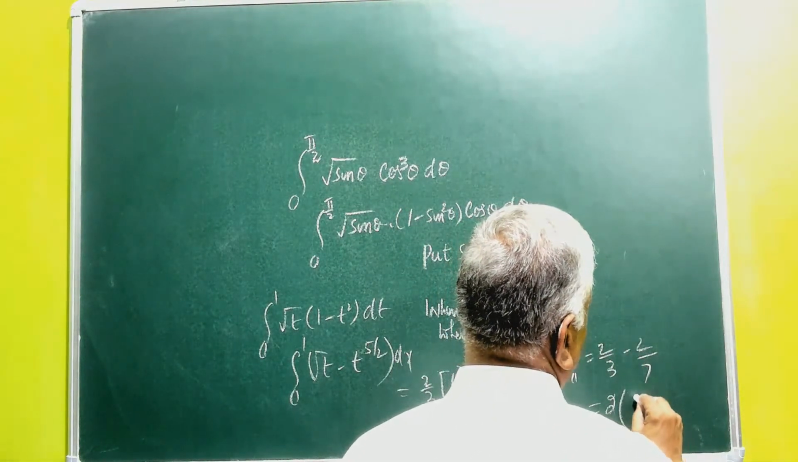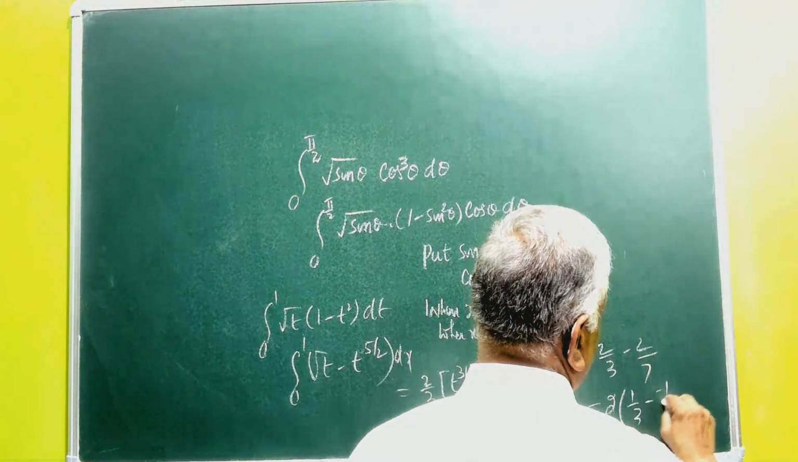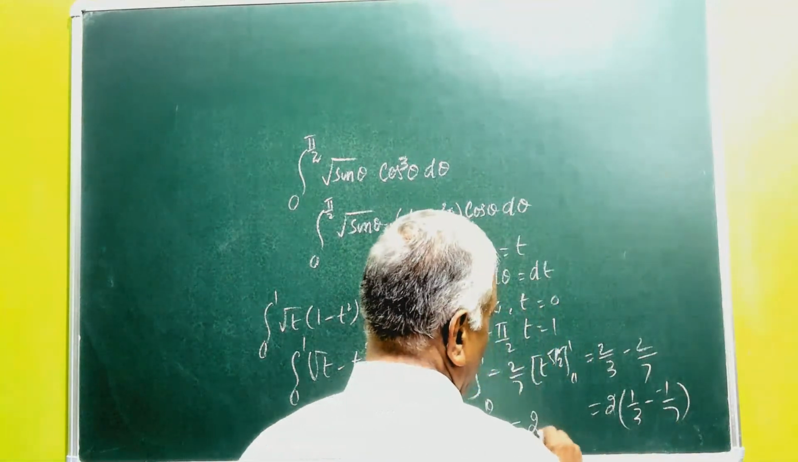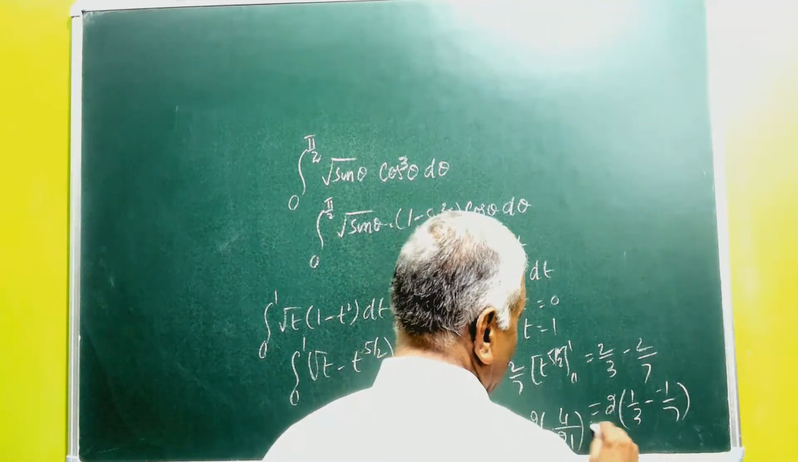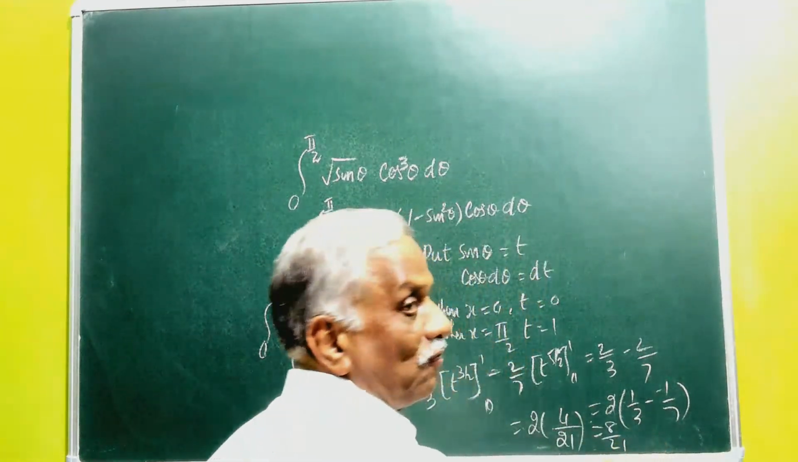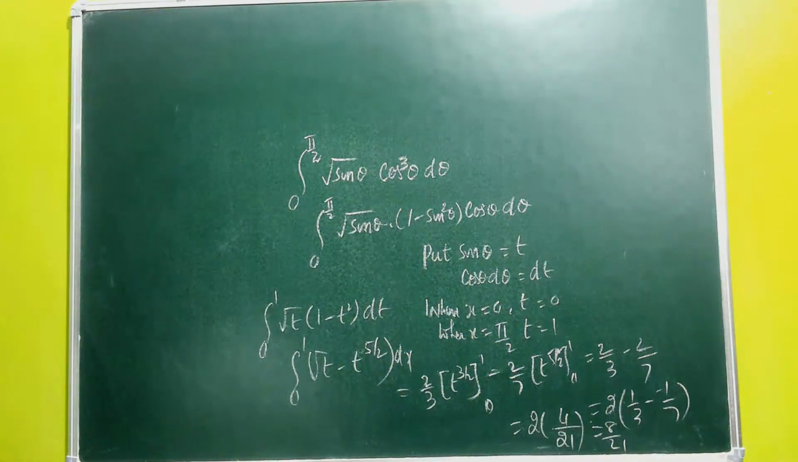Or 2 into 1 by 3 minus 1 by 7. It is 2 into, 21 is the LCM, 7 minus 3 is 4. Therefore, the answer is 8 by 21. How fast you work it out, it depends on you.